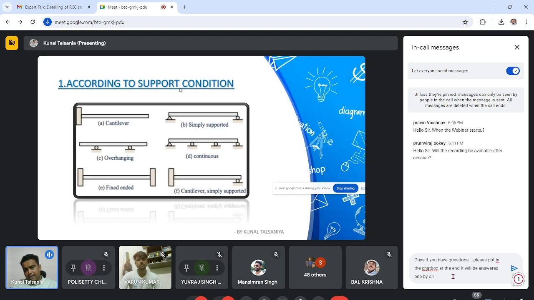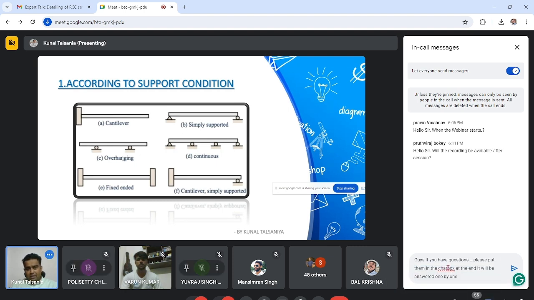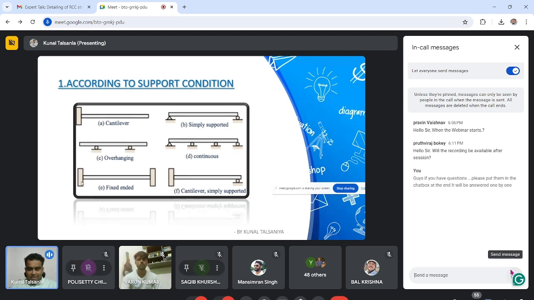According to support condition, in this figure A is a cantilever beam. One edge is fixed and the other is free. This is a pure cantilever beam. Another is simply supported. The C is overhanging. This is a balanced cantilever. This is an overhanging beam, and this is a continuous beam. This one has both edges fixed, and this is a propped cantilever.